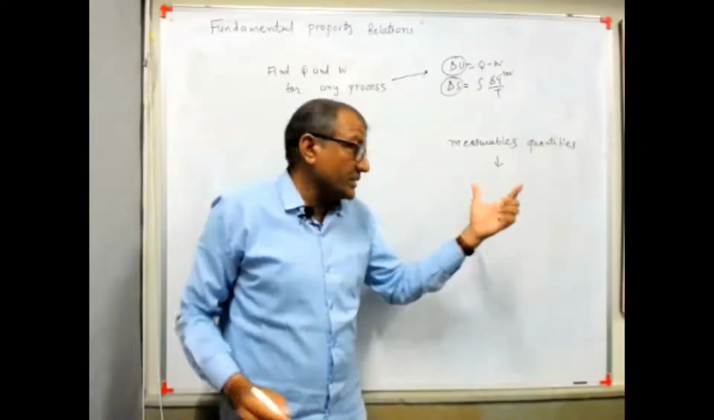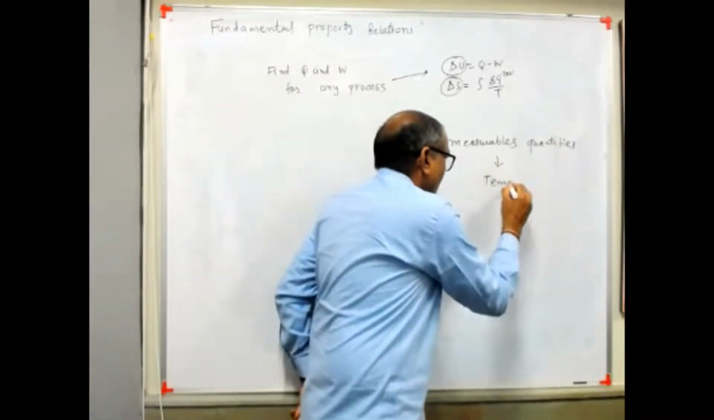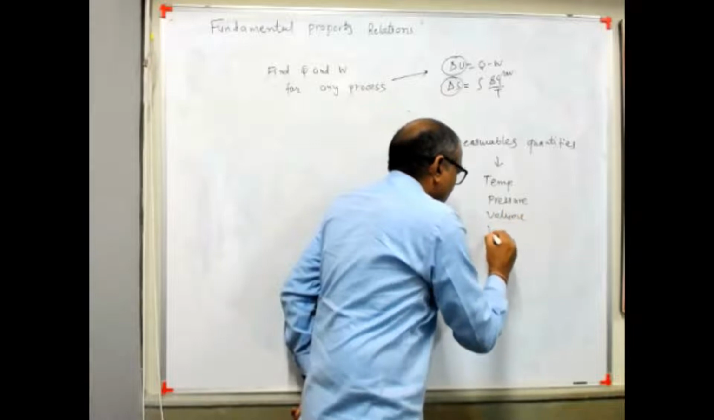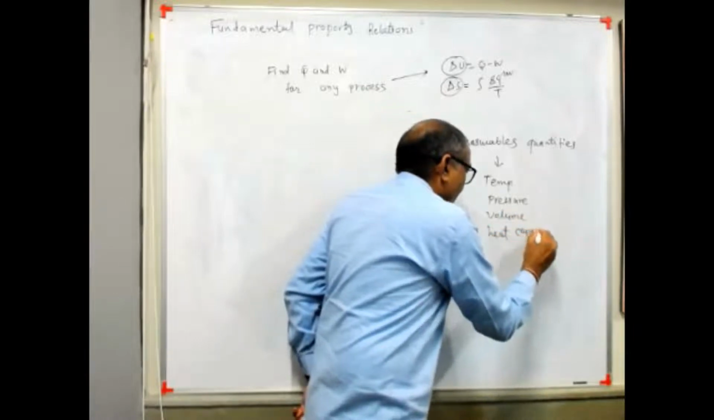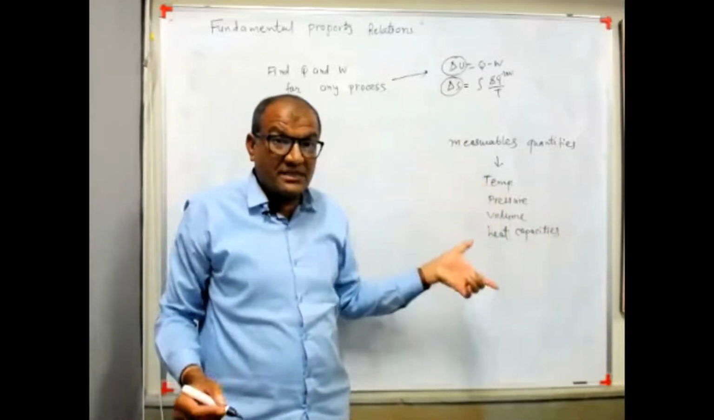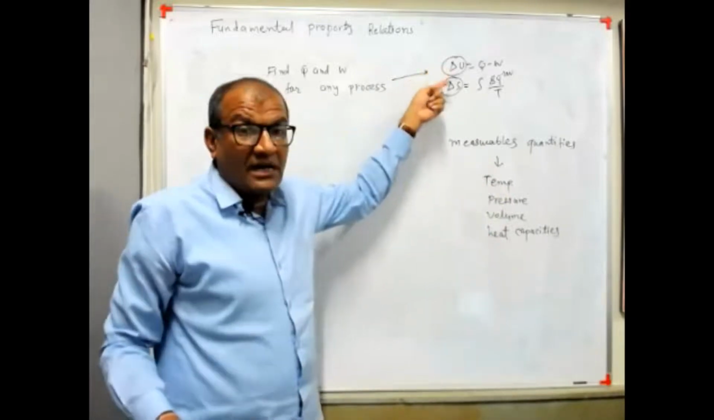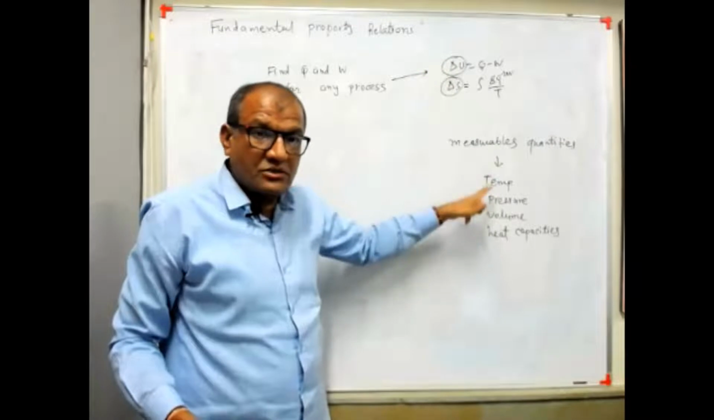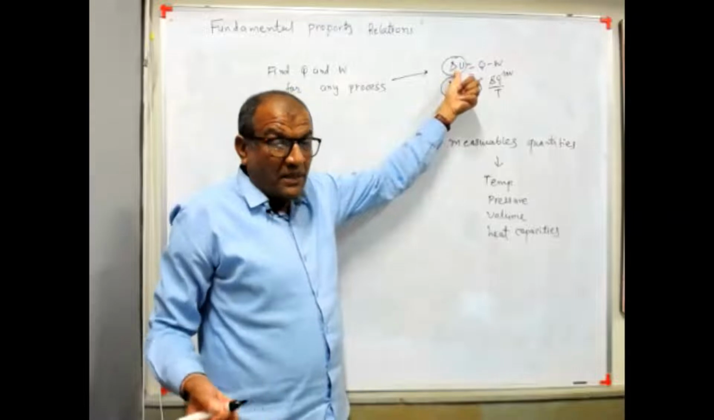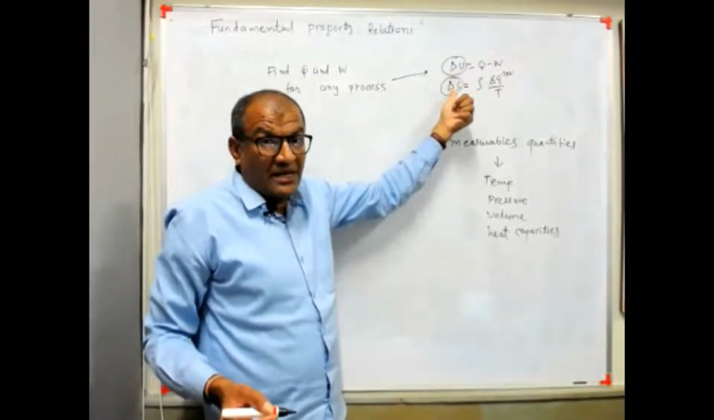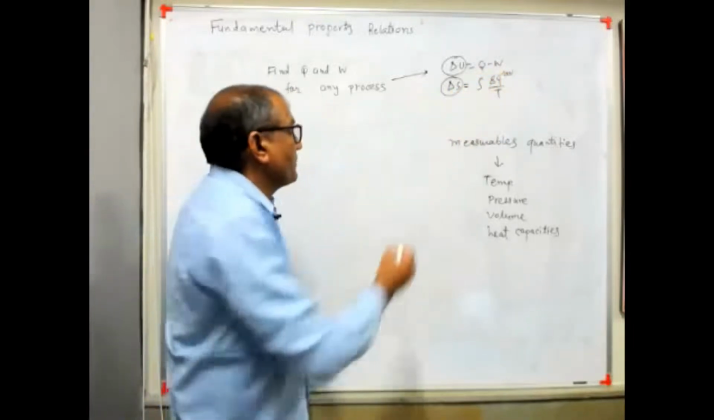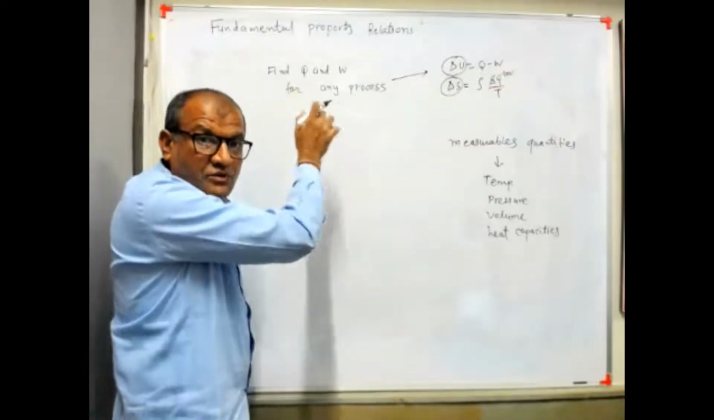Measurable quantities are like temperature, pressure, volume, heat capacities. These are measurable quantities. You can measure them by experiment. But we can't relate U and S directly to these quantities. If I am not able to calculate delta U by experiment, if I am not able to calculate delta S by experiment, then I can't calculate Q and W. What is the other option?